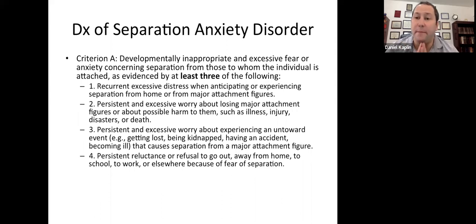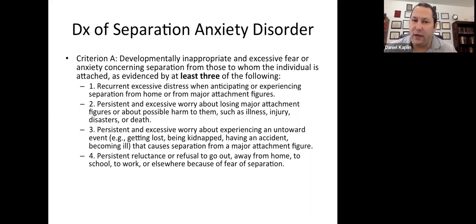So now let's talk about the disorder. With separation anxiety disorder, the assumption is that the child should have mastered the ability to be away from their parent or caregiver. So if we see a developmentally inappropriate or excessive fear or anxiety related to separation, parents or caregivers coming and going, then that's a red flag. And then we have to look at what symptoms, what are the manifestations of that anxiety.